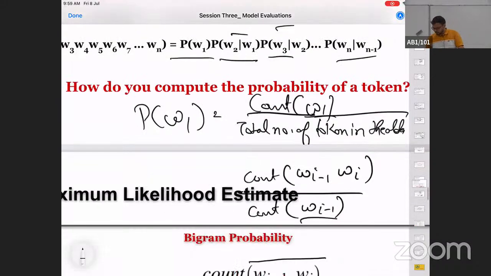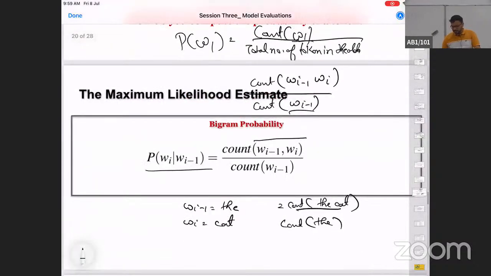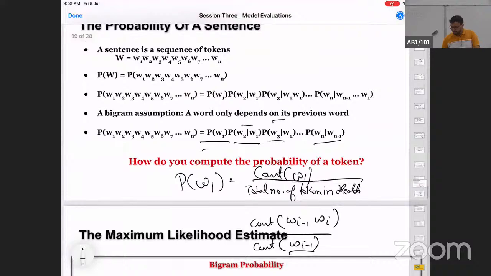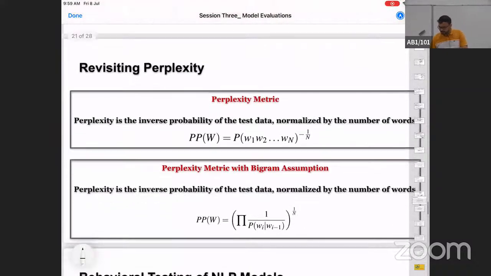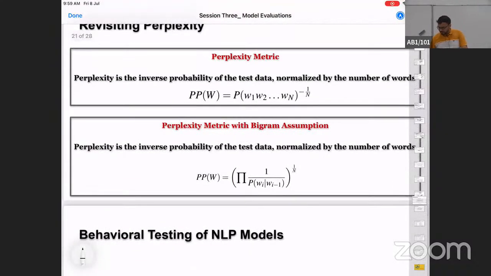That's not difficult. We can just compute these conditional probabilities, put their values here, and get the probability of the entire sentence. If you can get the probability of the entire sentence, you can just compute the perplexity of that entire sentence.